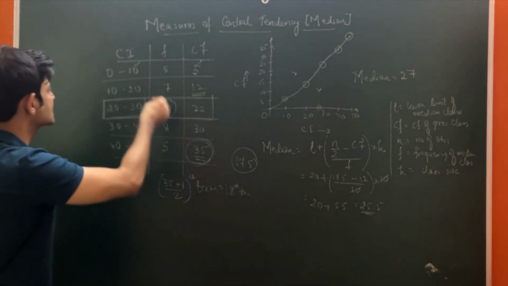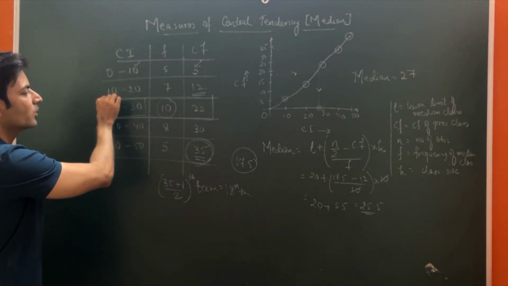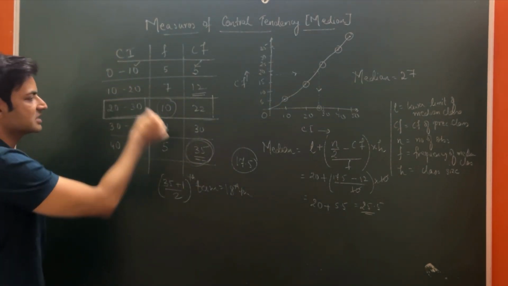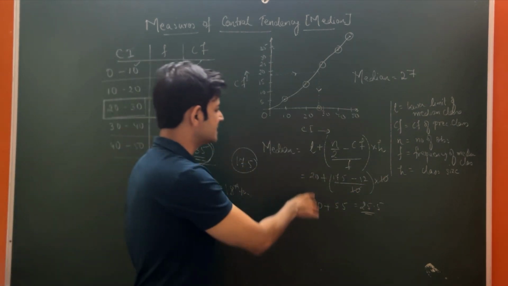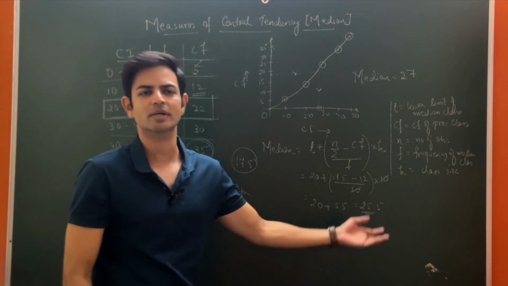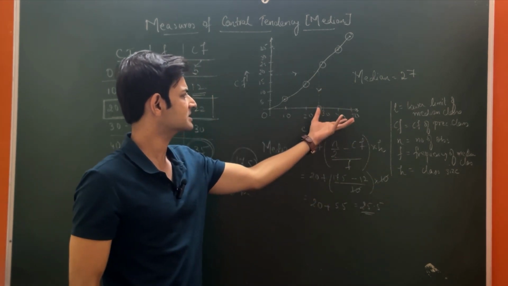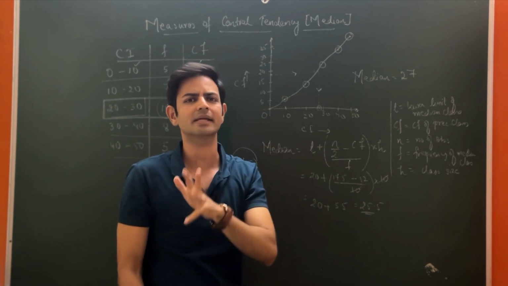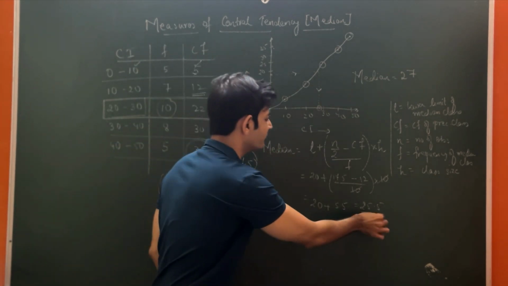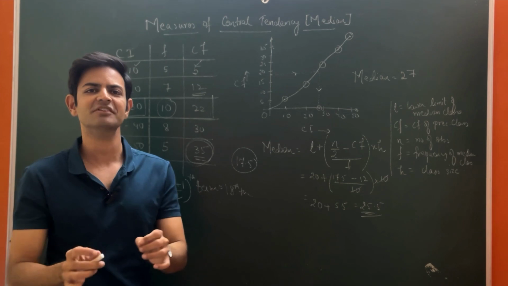Class size is upper limit minus the lower limit, which is 20 minus 10, which is equal to 10. We can cancel this 10 and 10, and 20 plus 5.5 is 25.5. The graphical answer was approximate, that is 27. It could be 26, 27, 28, it could be anything. And with the help of the formula, we get this as 25.5.